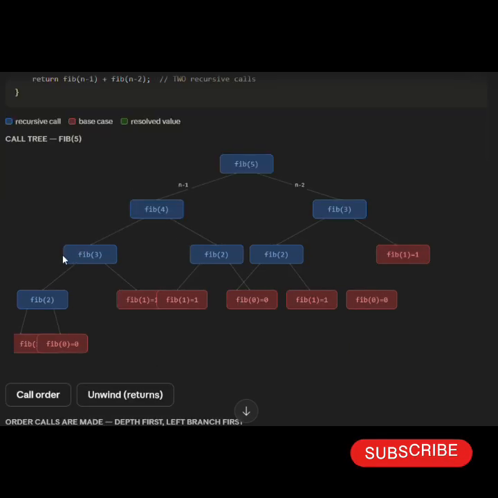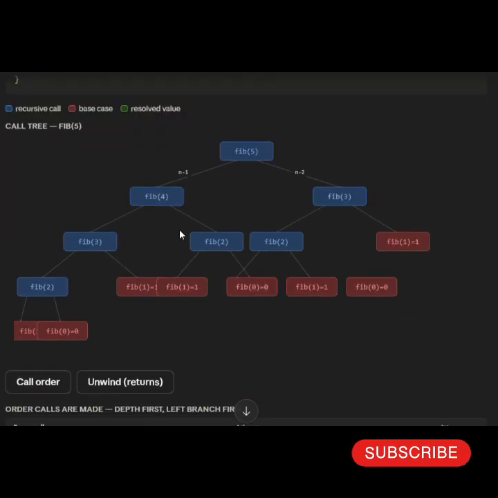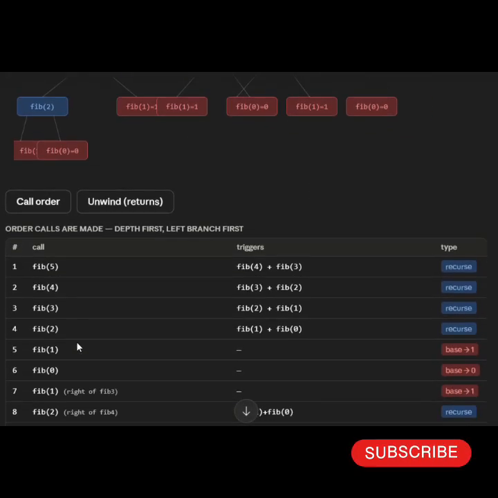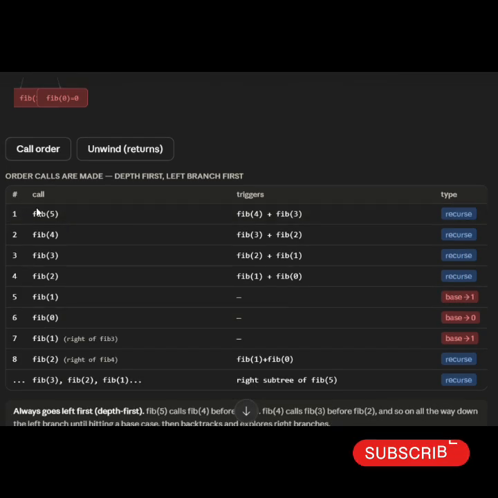The tree is such an example. If we call Fibonacci of 5, n minus 1 would be Fibonacci of 4, and n minus 2 would be Fibonacci of 3. It continues until we reach the base condition. So let's understand the calling tree in depth, step by step. Fibonacci of 5 helps us to call Fibonacci of 4 and 3 as n minus 1 and n minus 2. 4 helps us to call n minus 1 and n minus 2 again. 4 minus 1 is 3, 4 minus 2 is 2.